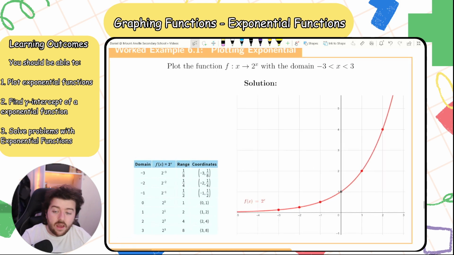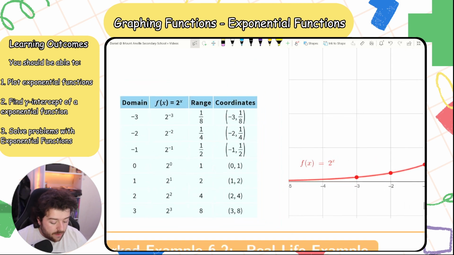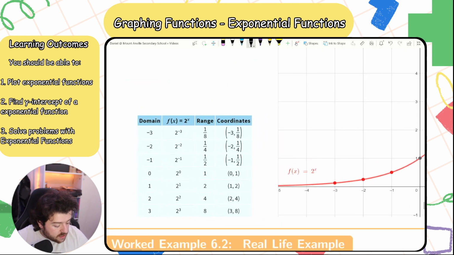It's already done. So plot the function f, where x maps to 2 to the power of x, with the domain minus 3 to 3. That's my domain I'm working with here. If you have a look, when x is minus 3, 2 to the power of minus 3 equals 1/8. So my first coordinate is (minus 3, 1/8).